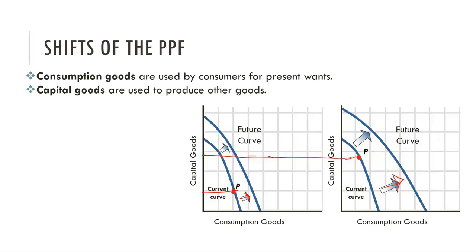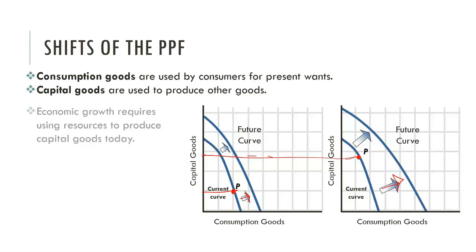So there's a trade-off. We're sacrificing some of our current consumption so that we get even greater consumption in the future. And all of you are doing that right now by being in school, right? You're giving up something from today so you can have a better job in the future, so you can have more money in the future, right? More consumption in the future. So economic growth requires using resources today to produce capital goods.